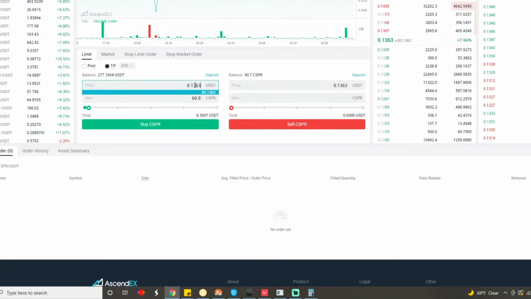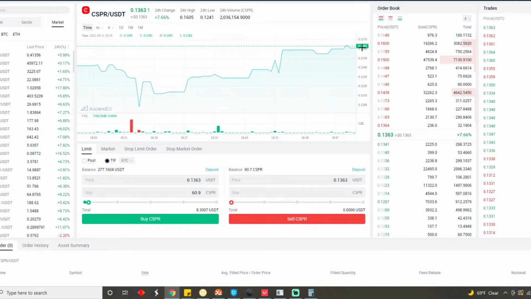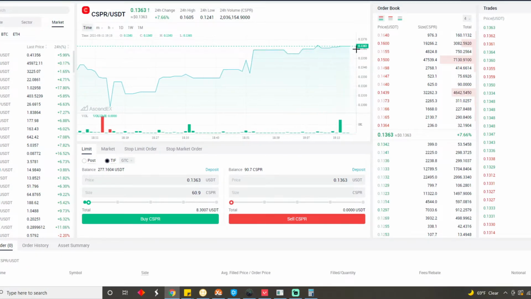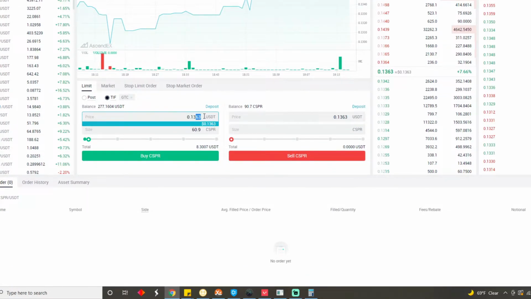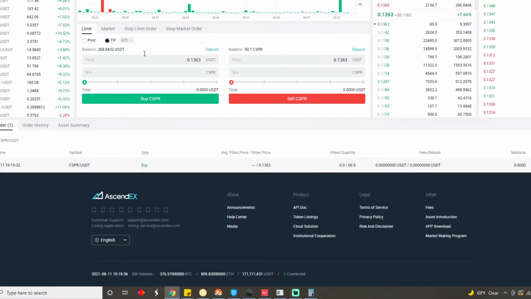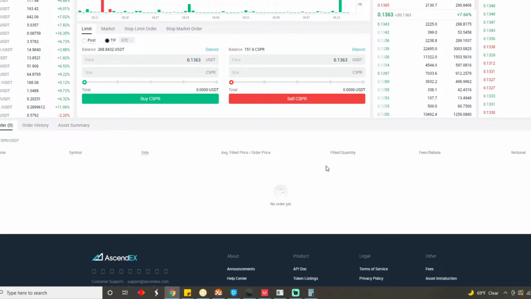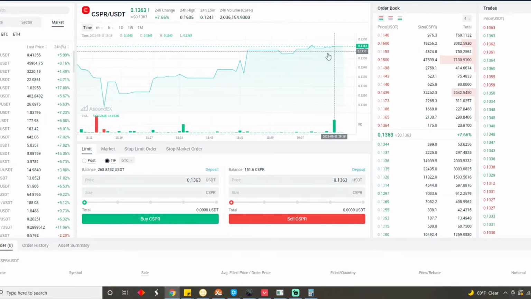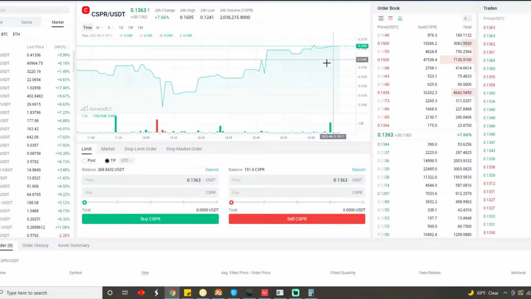So the price is right here, 0.1363. The market price is right here. Okay, you can choose it lower and wait for the price to go down, or you can put the market price. I'm gonna put the market price. Let's see how long it takes to fill this order. Oh, it's already instant. That's it. Okay.